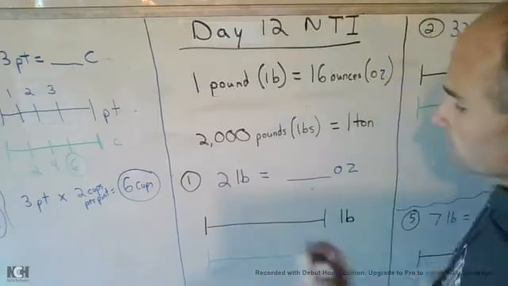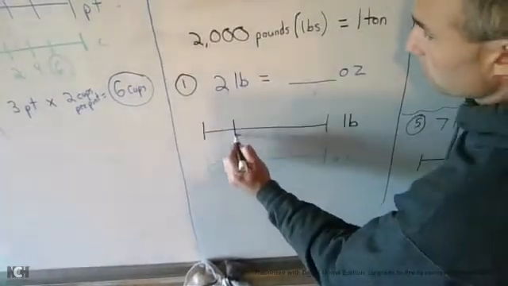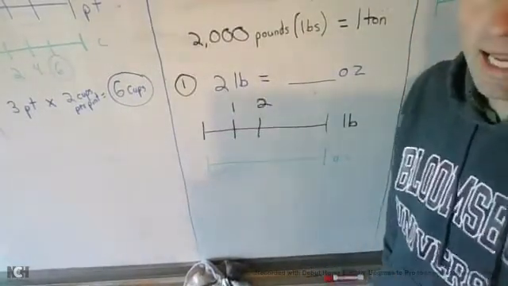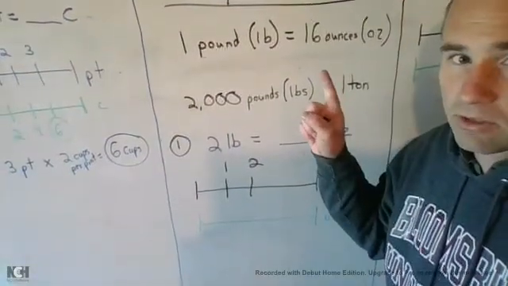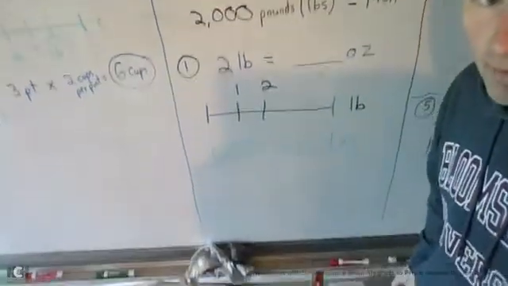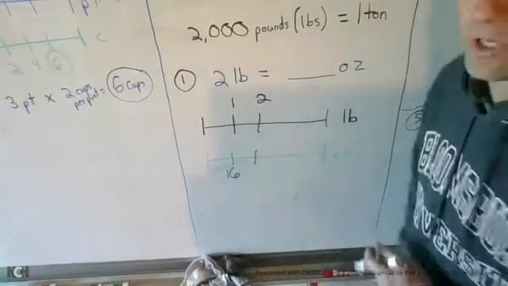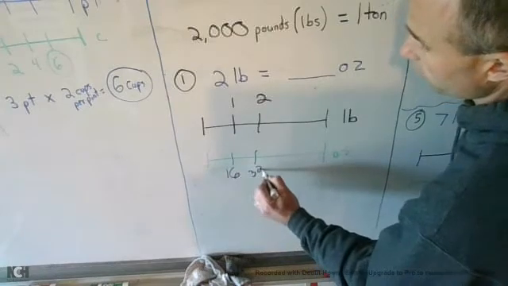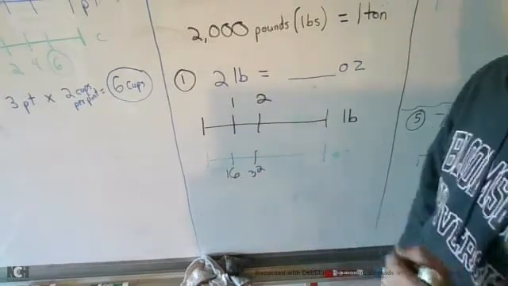All right. Well, I'm going to start off with the number line here. 1 pound, 2 pounds. How many ounces does my chart say is 1 pound? You see it, 16 ounces. So if 1 pound is 16 ounces, how much is 2 pounds? Yes, 32 ounces.